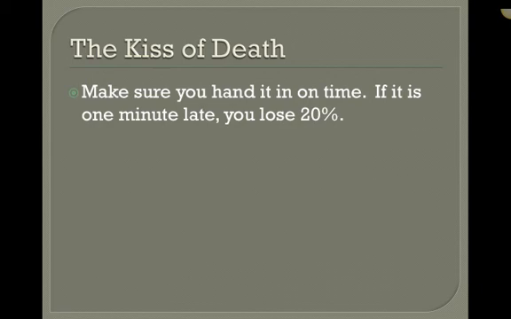And then the kiss of death is you just want to make sure that you hand this in on time. I give you a long time to write it. If you hand it in even one minute late, you lose 20% of your grade. And I grade these hard, so when you lose 20%, it's really difficult to pass even this kind of an exam.